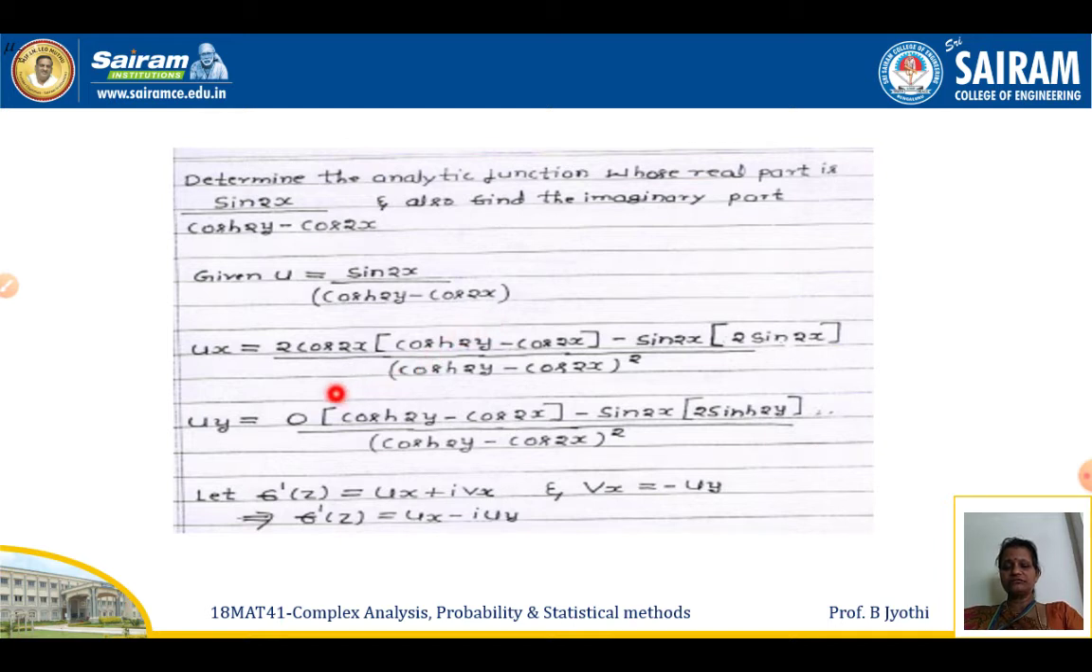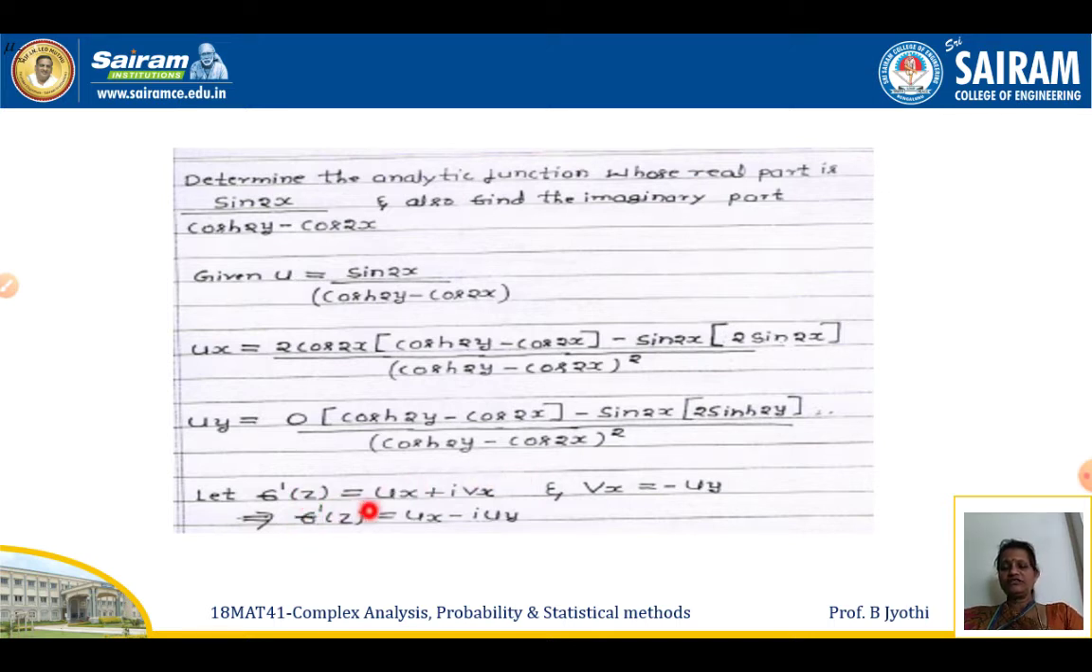So we get 2 cos 2x into (cosh 2y minus cos 2x) minus sin 2x into 2 sin 2x, divided by the denominator whole square. So uy, if we do again, is 0 into (cosh 2y minus cos 2x) minus sin 2x into 2 sinh 2y, divided by the denominator whole square.